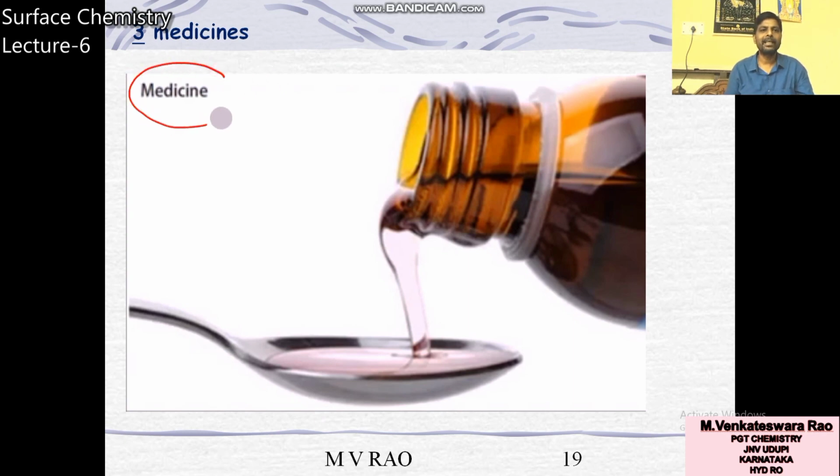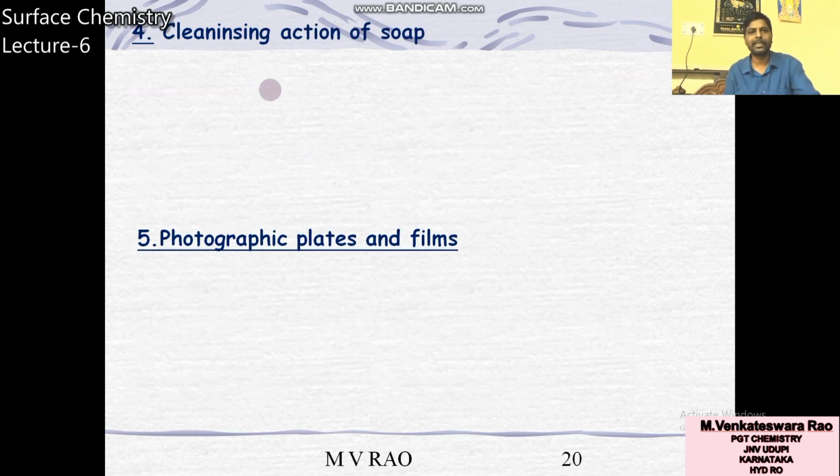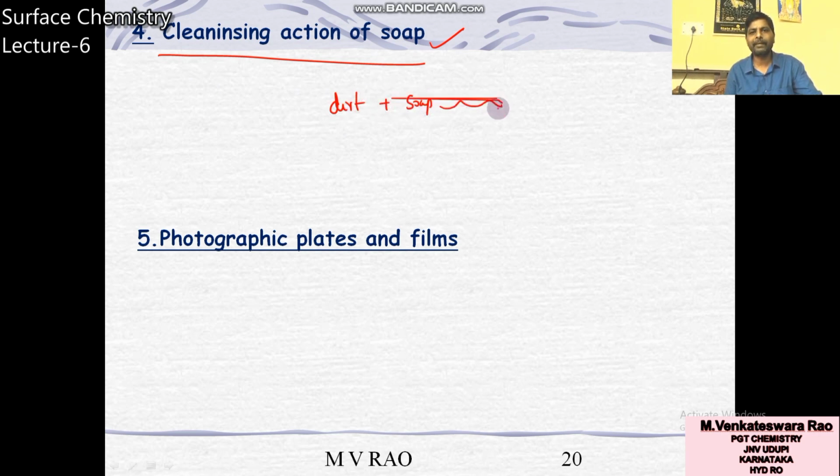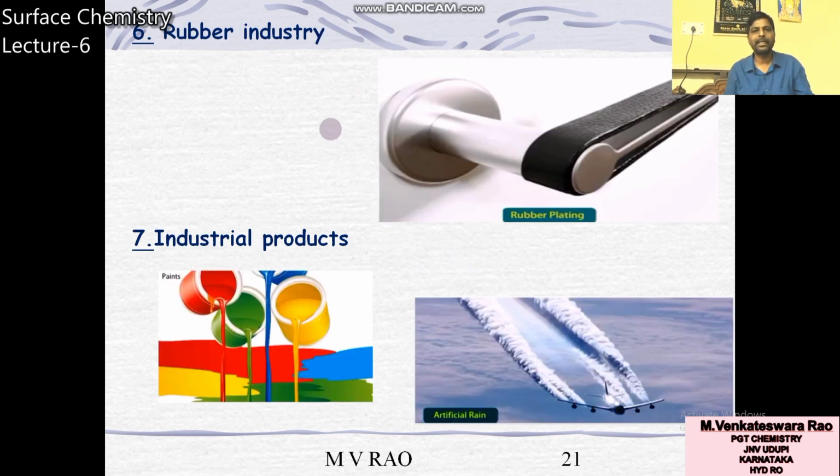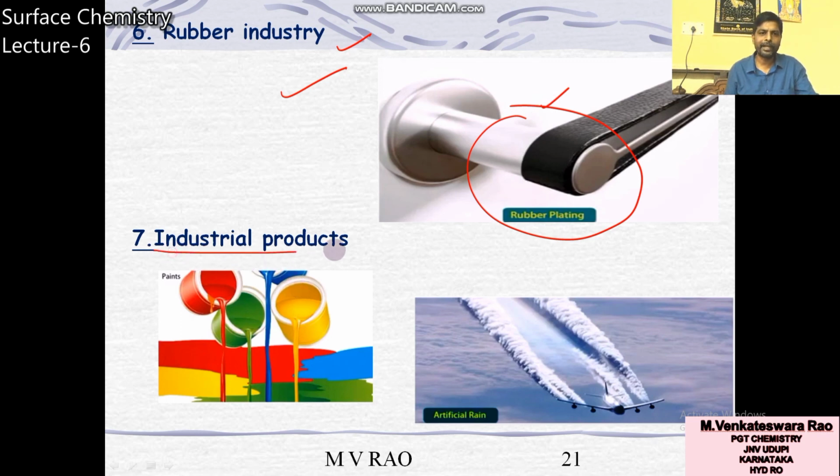In medicines, colloids are used in things like syrups. Next, colloids are used in the cleaning action of soap, where dirt particles and soap particles finally give emulsification. So an emulsion is also one type of colloid. In photographic plates and films, colloids are used too. In the rubber industry, the colloid principle is used in rubber plating. Many industries, like the paint industry, use colloids.